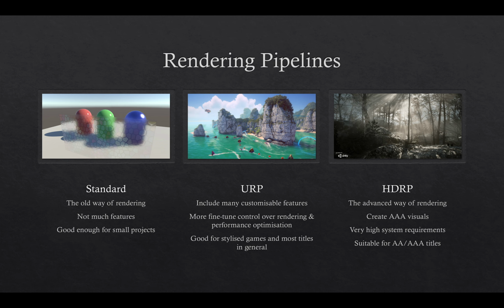And HDRP is the advanced way of rendering. Unity introduced this in its 2019 engine version, and you can use it to create AAA titles. As you can see from the screenshot, it's a very realistic jungle forest scene with light rays coming down, the halo effects and everything. So it's mainly targeted for realistic graphics. It has very high system requirements because, as you can see, the graphics are very powerful, and it's generally suitable for double A or AAA titles.